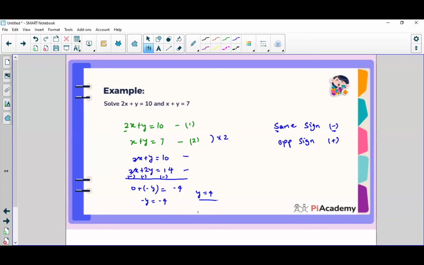Okay, now I have to check for the value of x. So how to find out the value of x now?